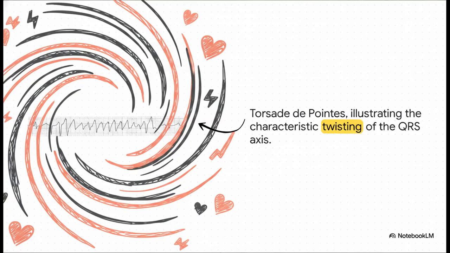This strip is just a beautiful and terrifying example of what twisting of the points actually means. Just follow the peaks of the QRS complexes with your eye. You can see the whole electrical axis just slowly rotating, twisting around that flat baseline. This wild, undulating look is the one thing that screams torsades de pointes.